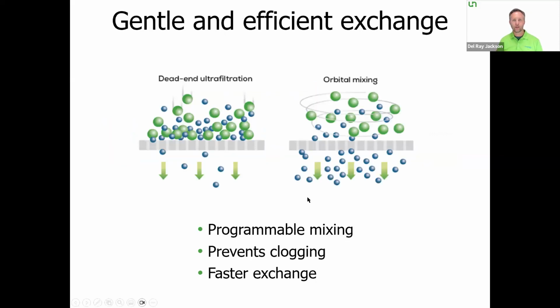The second cool technology, the individual volume sensor, is really interesting. In addition to that, we also have orbital mixing. So the Unfilters in the buffer exchange chamber can optionally be mixed very gently. It's a programmable setting, and we have presets available for you. And this gives you two things. It allows you to have faster flow rates, so your buffer exchange can be done quicker, but not at the sacrifice of sample integrity. The other thing it gives you is good sample recovery.